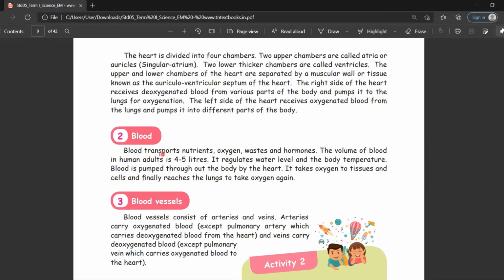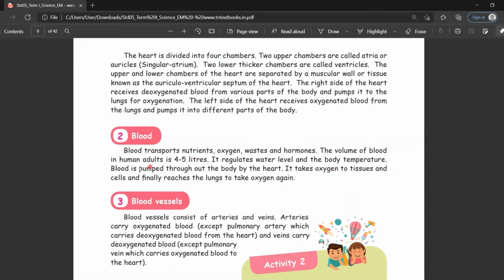Blood transports. What all does blood transport? Nutrients, oxygen, waste, and hormones. The volume of blood in human adults is 4 to 5 liters. How many liters of blood are there in a human adult body? 4 to 5 liters. It regulates water level and the body temperature. So the blood is the one that regulates water level and the body temperature.